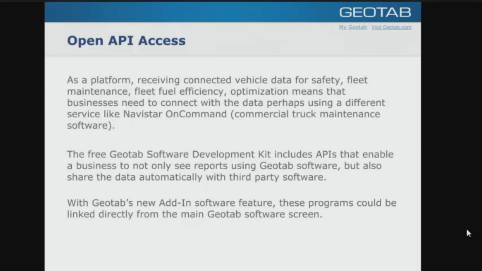And finally, we take all of this great engine data, and we've got safety data, we've got fleet maintenance data, with fuel efficiency, optimization, underutilized assets, all of this great data that we have. You can now connect that data to other applications like the Navistar On Command, which is a commercial truck maintenance software that would allow you to get the fault codes off the vehicles. If you haven't seen the On Command system, it's really cool. We'll arrange a demo for you, but it can tell you where is the shop that has the part that's needed to fix that problem, which is the closest shop to where your vehicle is right now.